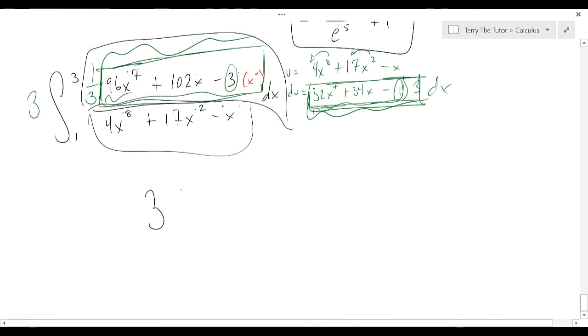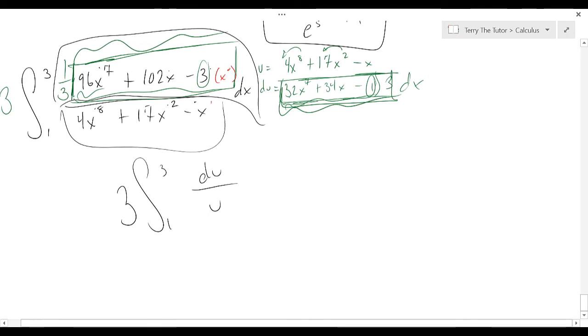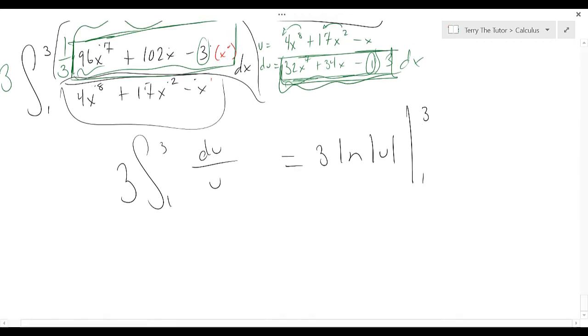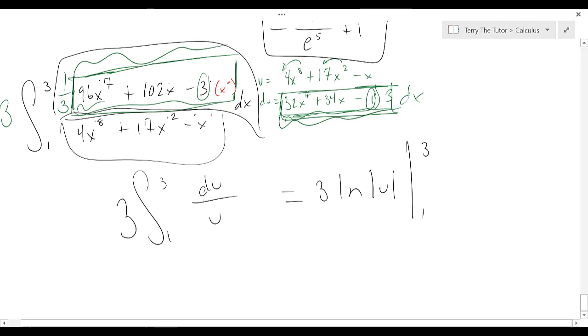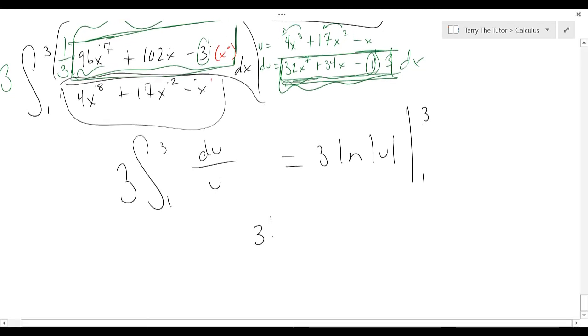So we've got 3 times the integral from 1 to 3 of du over u. And that is our natural log. So we've got 3 natural log of u, no plus c, on the interval from 1 to 3. And let's go ahead and back substitute. So we've got 3 ln of 4x to the 8th plus 17x squared minus x from 1 to 3.